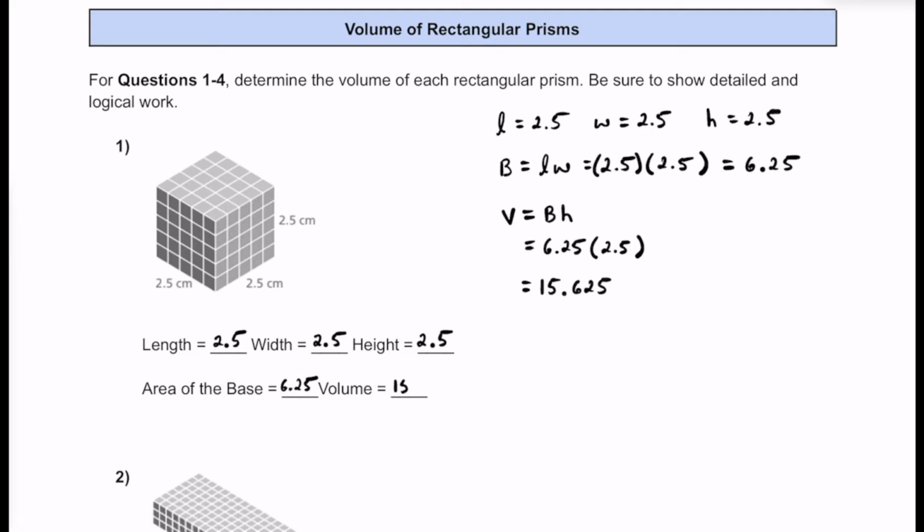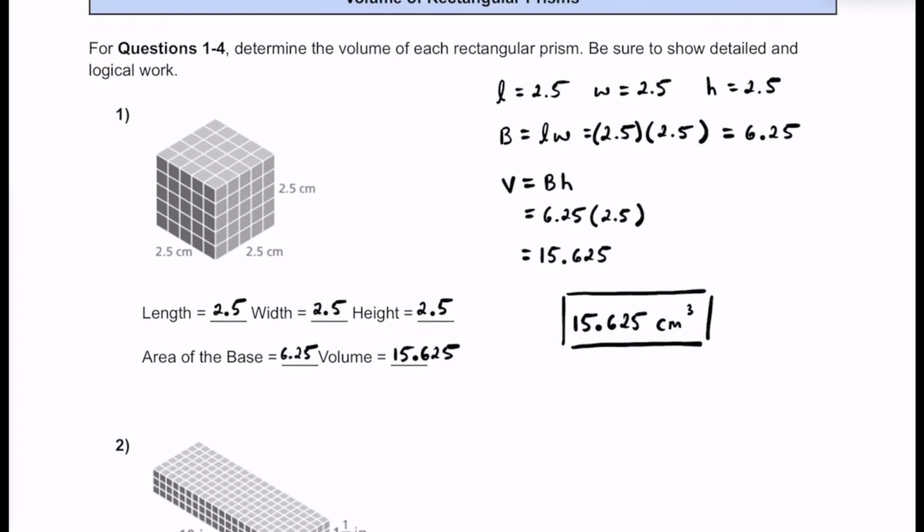So I'm going to go ahead and write that as 15.625. So I'm going to write that as 15 and 625 thousandths. That's cubic centimeters. That would be the volume of this prism. All right, let's check out another one here.